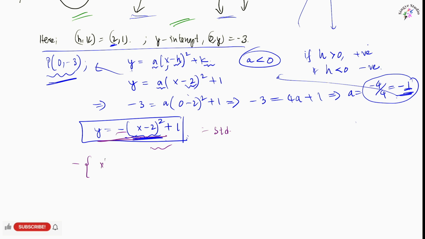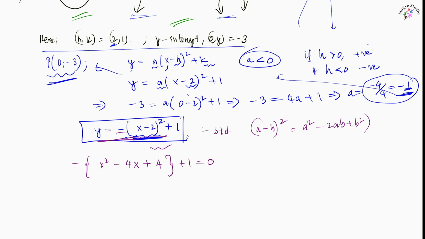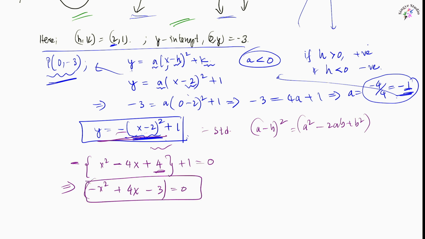Negative (x squared minus 4x plus 4) plus 1 equals 0, because I've expanded this using (a minus b) whole squared, which is a squared minus 2ab plus b squared. Now it will be negative x squared, negative times negative 4x is positive 4x, and negative 4 plus 1 is negative 3, equals 0. So this is the standard form of the equation.